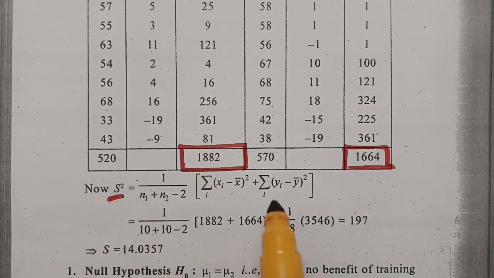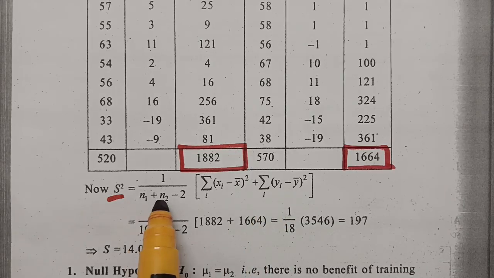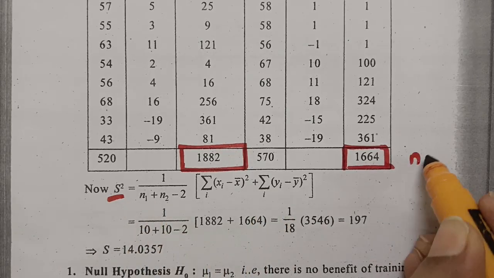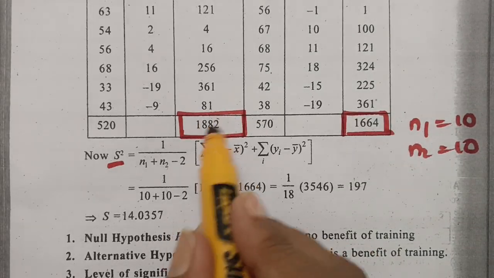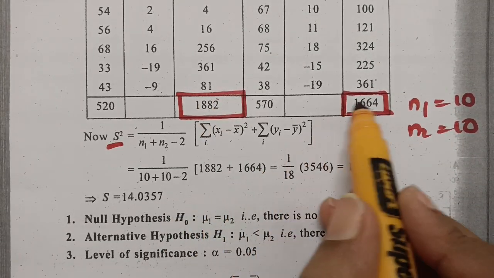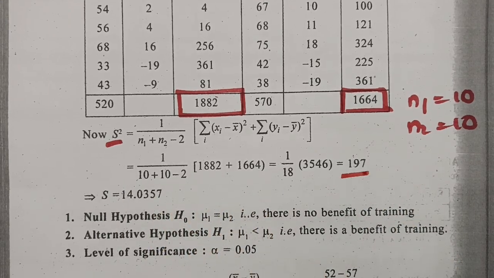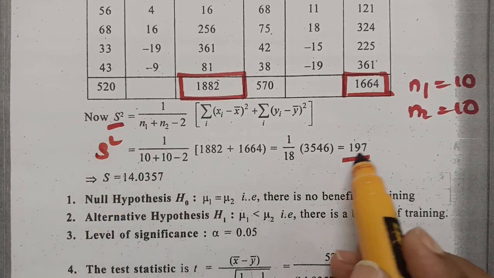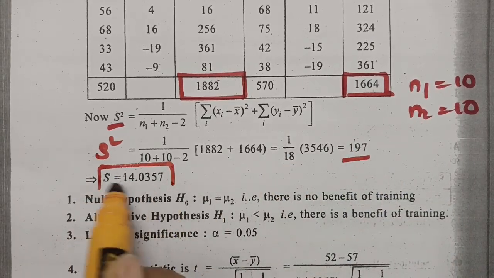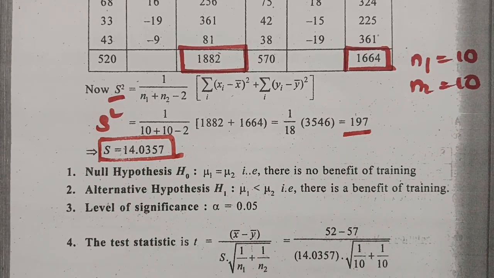Here the variance is equal to the sum of (xi minus x bar) whole square plus (yi minus y bar) whole square, divided by n1 plus n2 minus 2. Clearly n1 is 10 and n2 is also 10. The total here is 1882 plus 1664 divided by 10 plus 10 minus 2. The value is 197, so this is the variance s square. If you take the square root, the standard deviation here will be 14.0357.